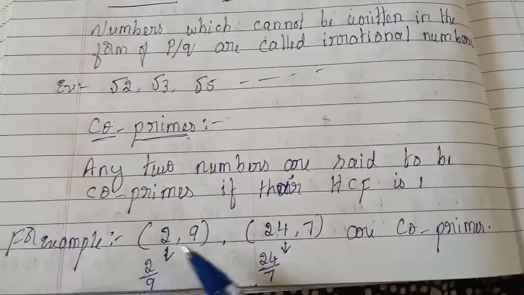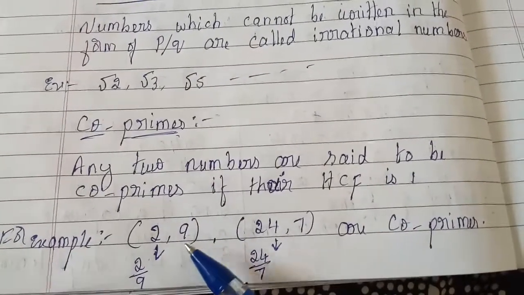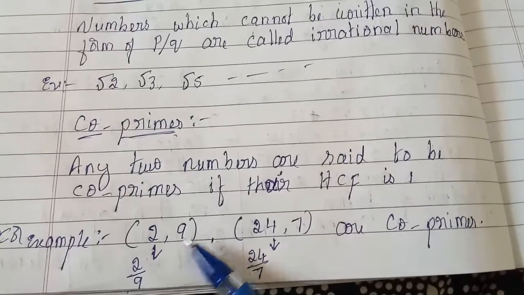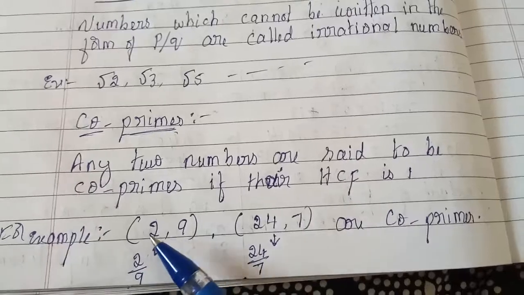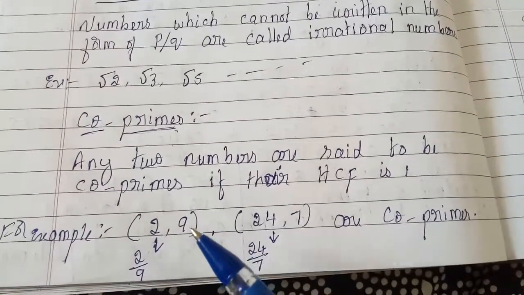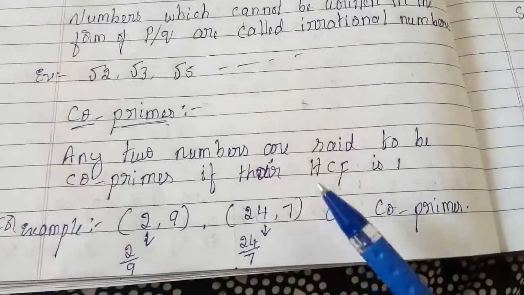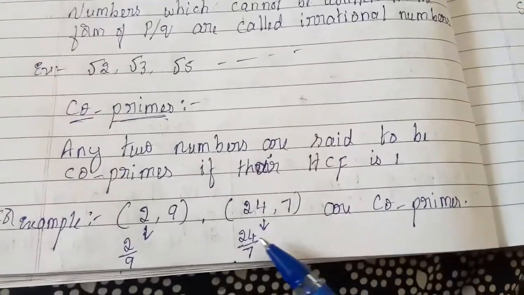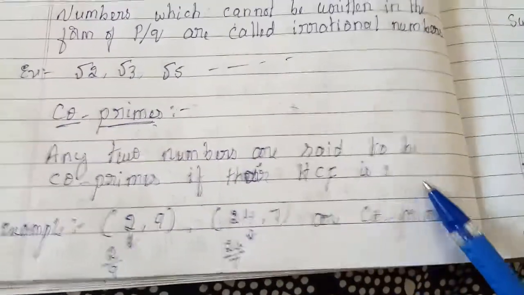For example, 2 and 9. 2 is a prime but 9 is not a prime, so I told you any two numbers. 2 is not divisible by 9 or 9 is not divisible by 2. Therefore, their HCF is 1. So 2 by 9 is in simplest form. 24 and 7, here also HCF is 1. So 24 and 7 are co-primes.